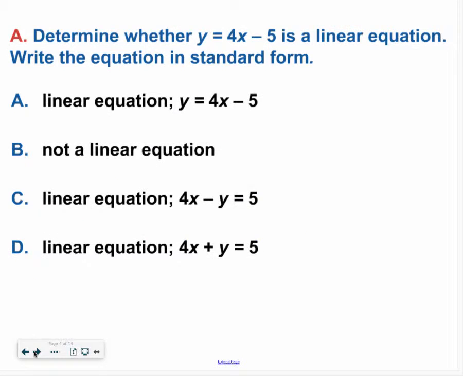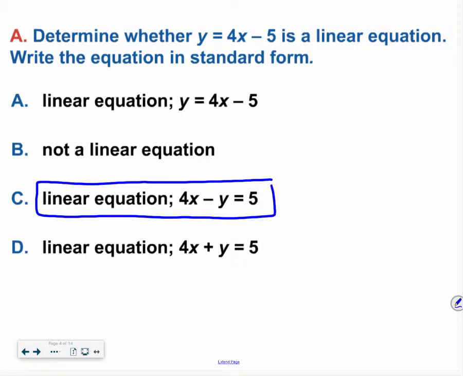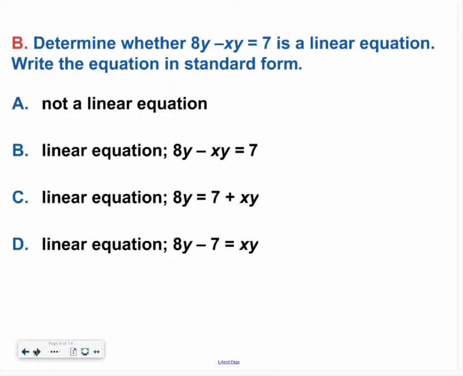Okay, so go ahead and take a look at this first problem on your own, see if you can figure it out. Hopefully you ended up saying that it was a linear equation and that 4x minus y equals 5. Try one more on your own and see how you do. Hopefully for this one you said that this is not a linear equation. All right, so if you have questions about that, be sure to ask.